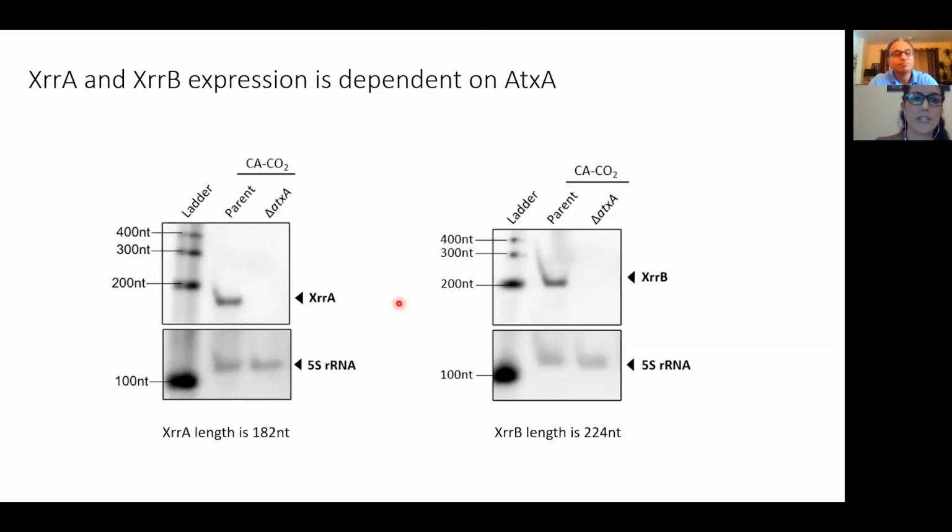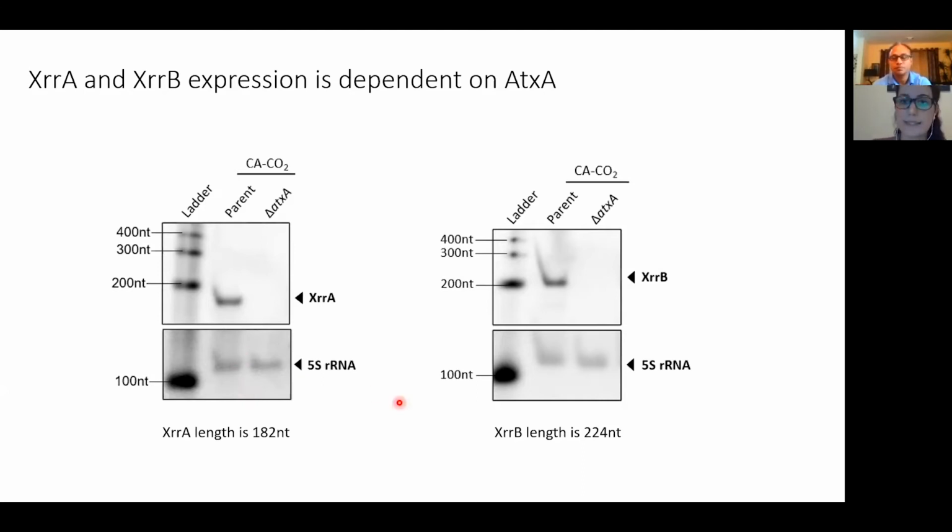One of the first things I did was verify that expression of SIR-A and SIR-B is in fact dependent on ATXA using northern blotting as a secondary method. I'm showing you here northern blots probing for SIR-A and SIR-B in a parent strain of Bacillus anthracis, as well as the ATXA null. You can see right away that you have expression of both sRNAs in the parent strain, and you completely lose detectable levels of sRNA in the ATXA null. And I'm using 5S ribosomal RNA as a load control.